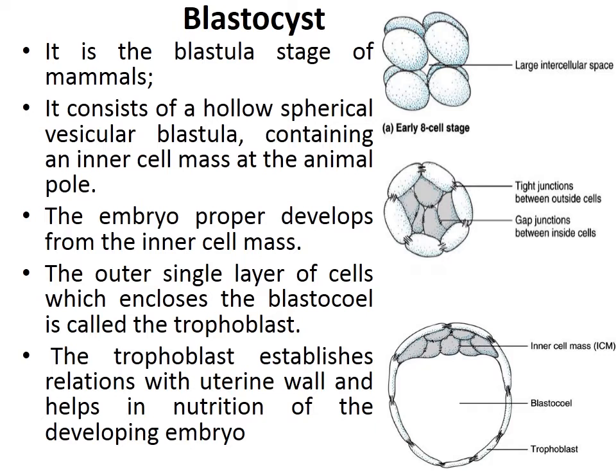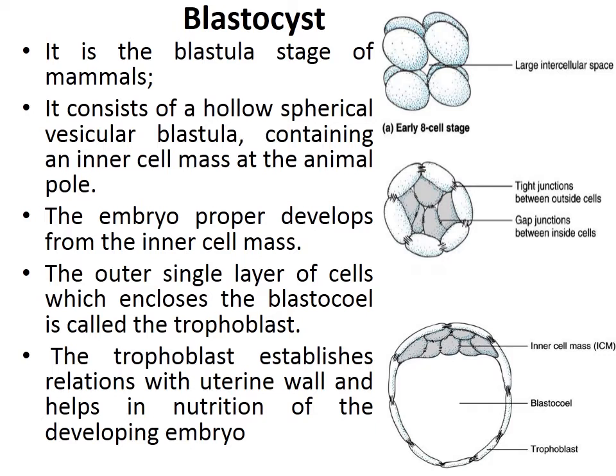Blastocyst is the blastula stage of mammals, and it consists of a hollow spherical vesicular blastula containing an inner cell mass at the animal pole. Near the animal pole you have an inner cell mass. It is spherical and hollow, where the blastocele is very spacious.